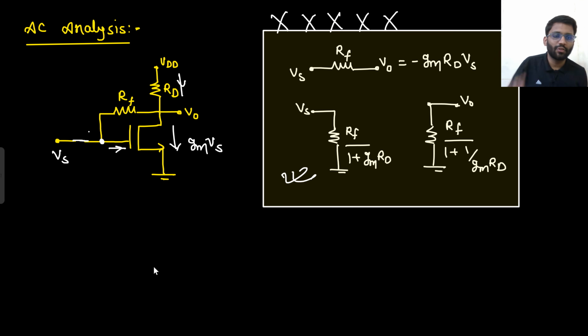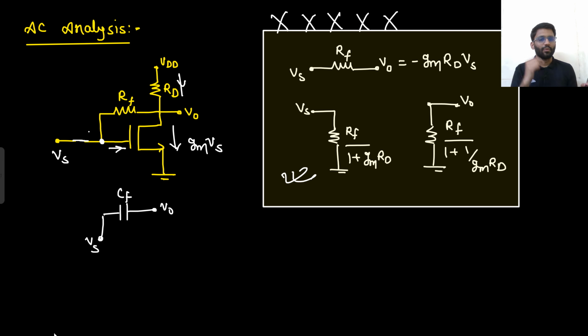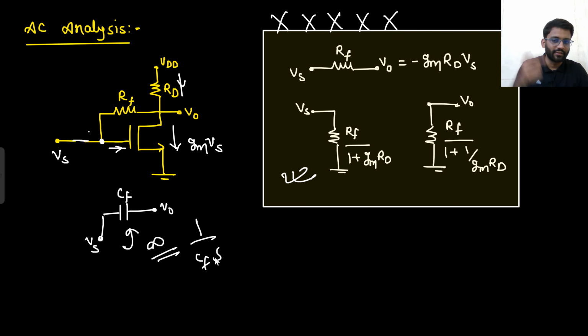Now let's assume in case of RF, there was a capacitance connected. Then what would have been written in the examination? That CF is very large or very low? Very low, right? In the examination, it would have been written that CF is very low. If CF is very low, that means the impedance provided by it will be very large. What is the impedance provided by the capacitor? That is 1 by CFs. So the impedance provided by this will be very large, so CF will not drive any current. Otherwise, it will drive some current.